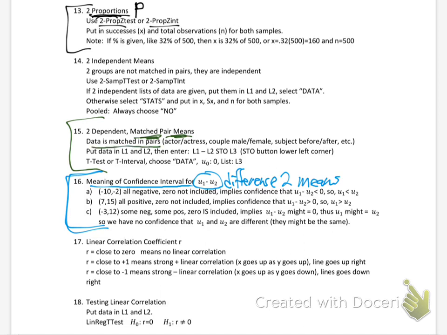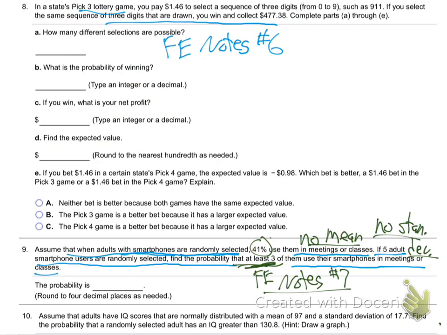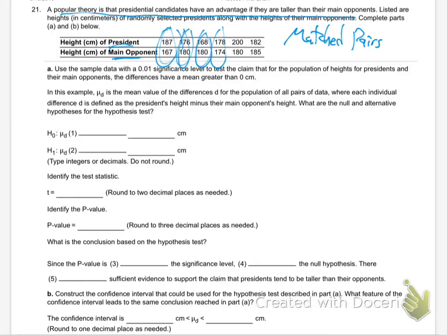So that's a really specific thing. The data is in matched pairs. Put the data in L1, L2, then L1 minus L2 stored in L3. Do a t-test or t-interval. Choose Data, and the list is L3. That's important. Follow those steps. Number 15 on the final exam notes for matched pair, because those are in matched pairs.